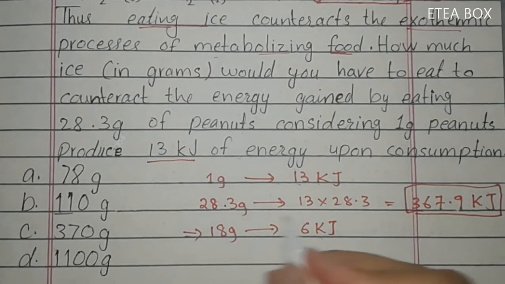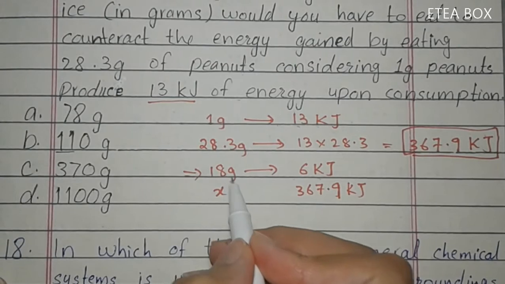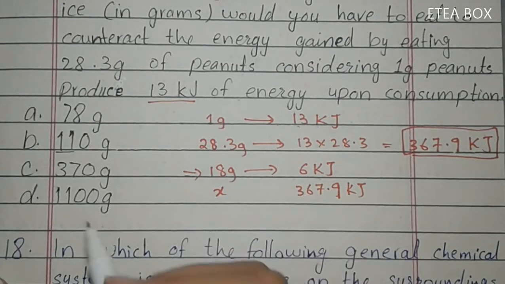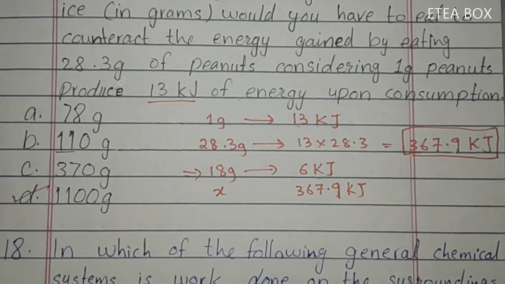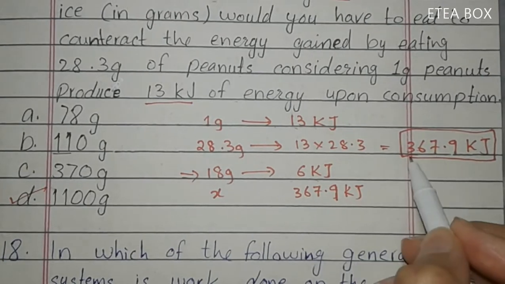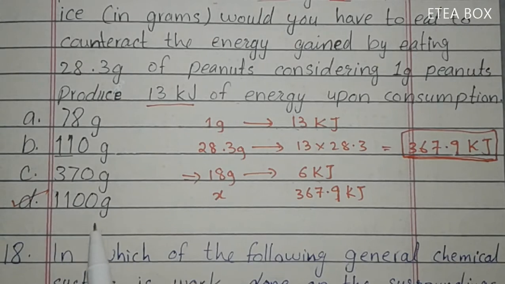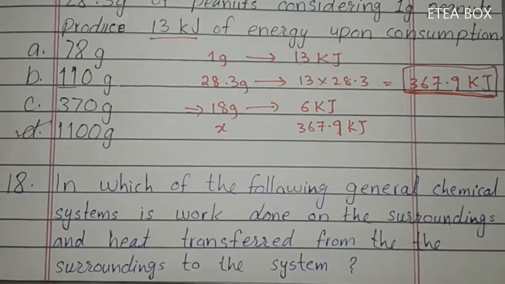So 367.9 kilojoule will need X. When you multiply these two and divide by 6, you will get 1100 gram, sorry, not water, ice. In order to counteract this heat, you will need 1100 gram of ice in order to absorb this amount of heat. So option D is correct.